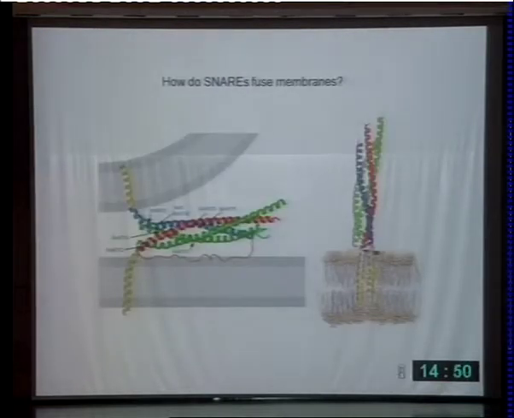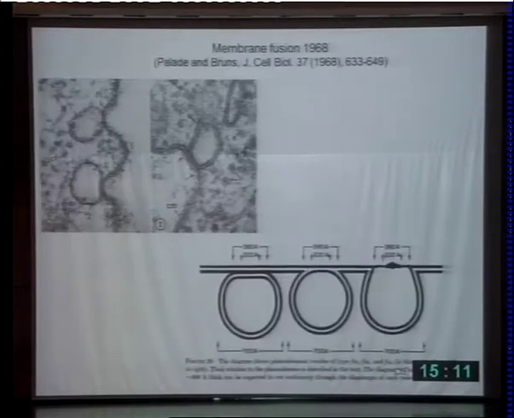Now back to the questions, how do they do the job? How do they fuse membranes? Now again, coming back, the original idea, which I subscribed to for quite some time, is that this is kind of a nanomechanical device. A nanomechanical device which creates tension. This tension is then transmitted to the contact site, destabilizes the membrane, and then overcomes the energy barrier this way.